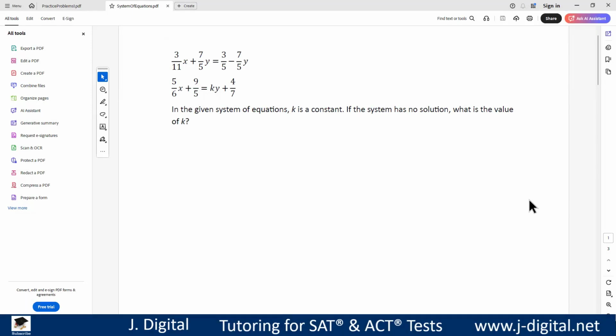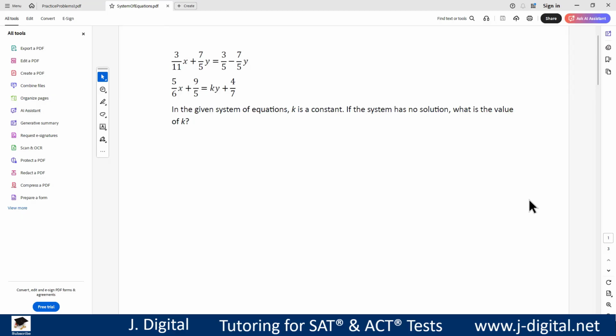Hi, in this video, I'm going to go over a system of equations that you would find on the SAT. Now, in this one, we get two equations there. It says in a given system of equations, k is a constant. If the system has no solution, what is the value of k? Okay, so k is our constant, meaning that x and y are variables.